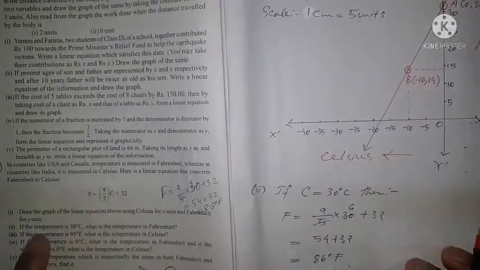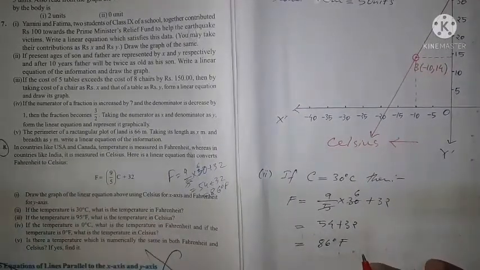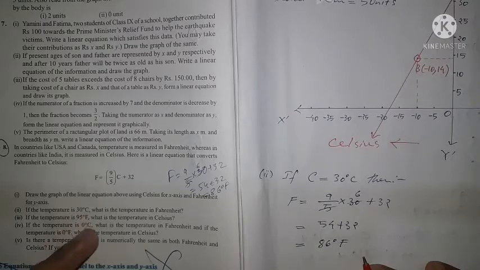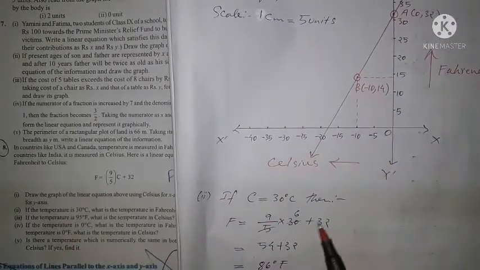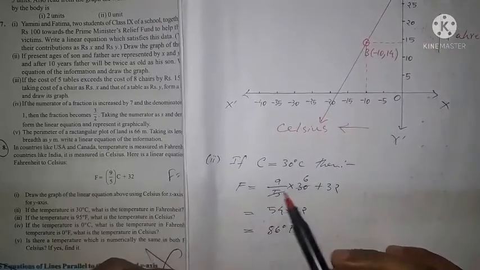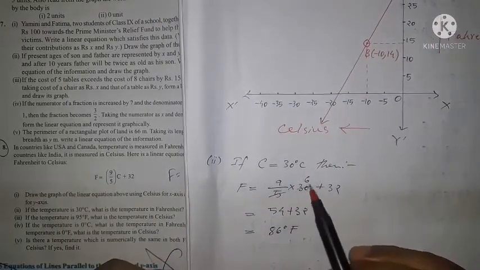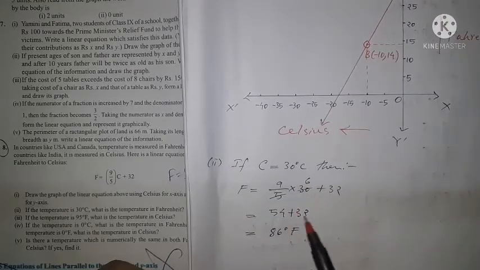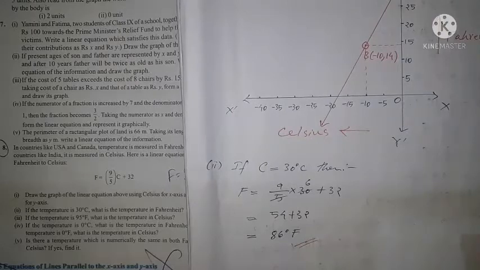Now question number 2: if the temperature is 30 degrees centigrade, what is the temperature in Fahrenheit? So we need to convert 30 degrees Celsius to Fahrenheit. If C is equal to 30, then according to the formula, if we put 30 in place of C, this 5 will cancel into 30, it will become 54 plus 32, that is 86 degrees Fahrenheit. So this is the answer.